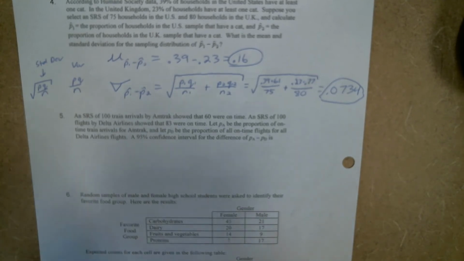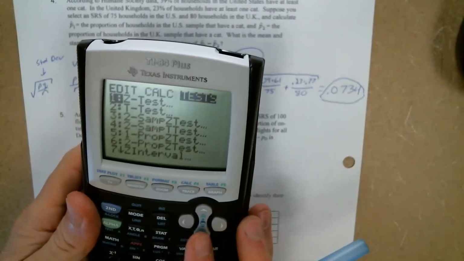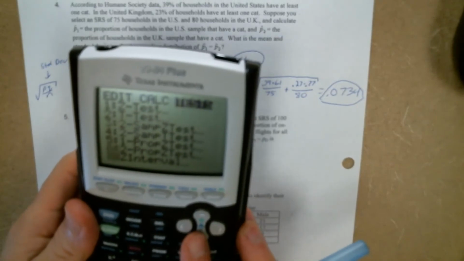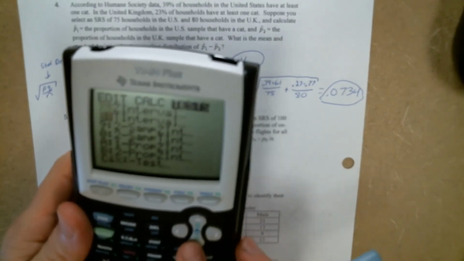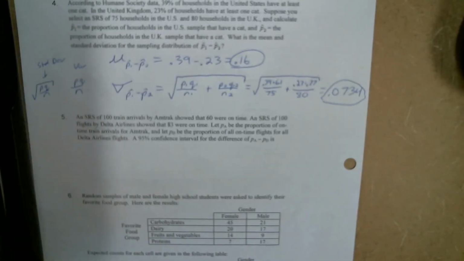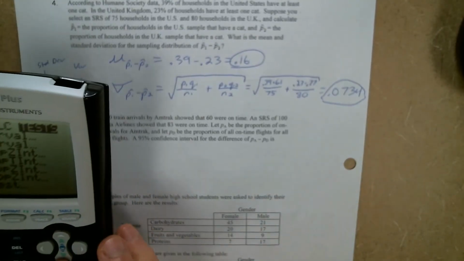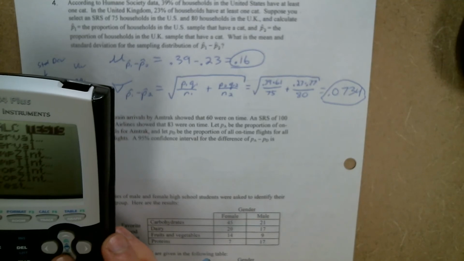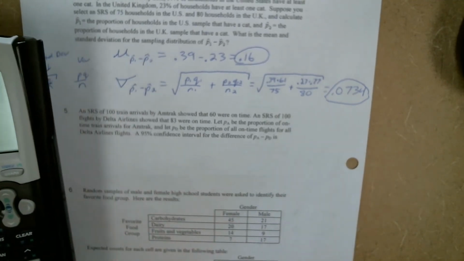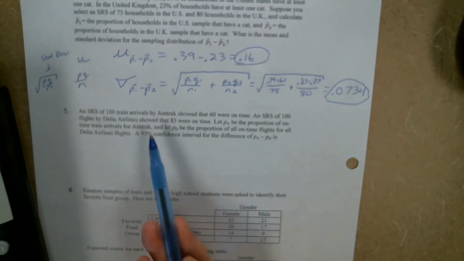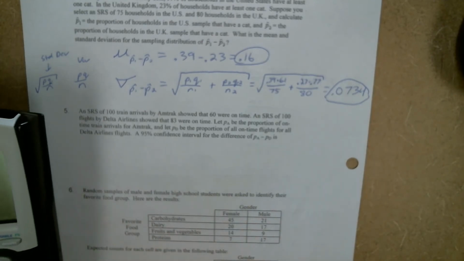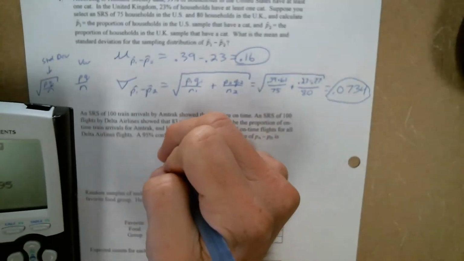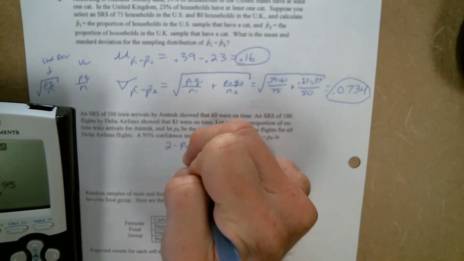All right, so again, we're going back to our menu. Stat tests, we're looking for an interval here. Now, Z and T deal with means. We're not dealing with means here. We're dealing with proportions. So that brings us down to A and B. And this time we have two data sets. We've got information about Amtrak and we have information about Delta. So that's going to bring us down to the 2-prop Z interval.